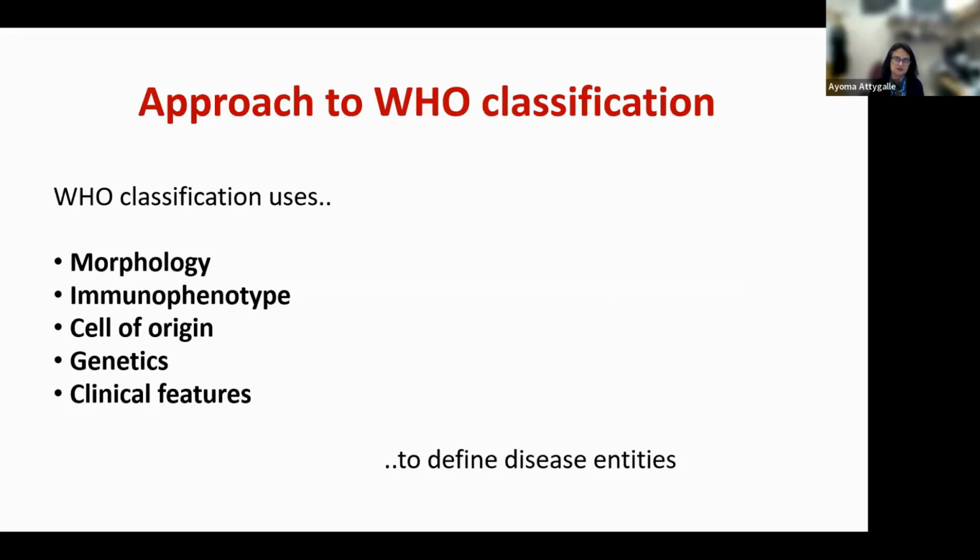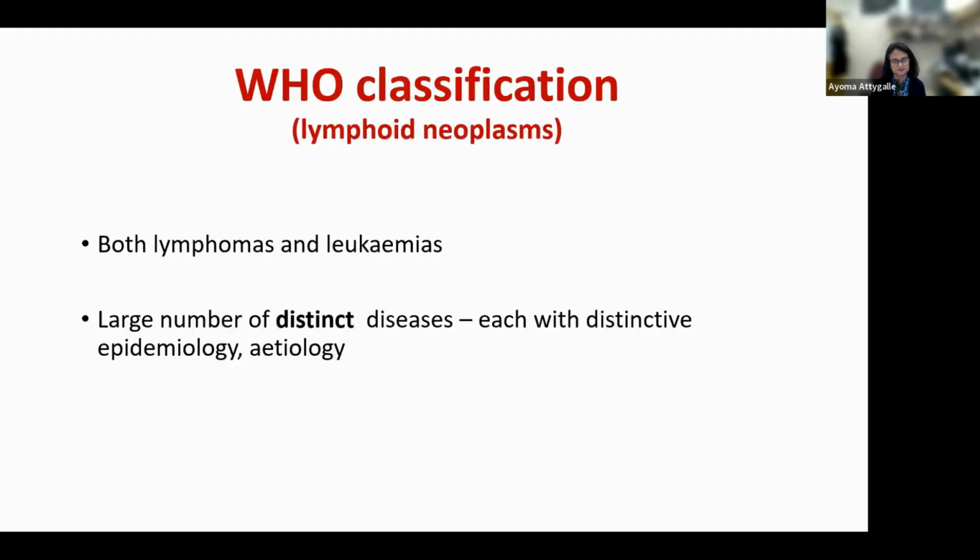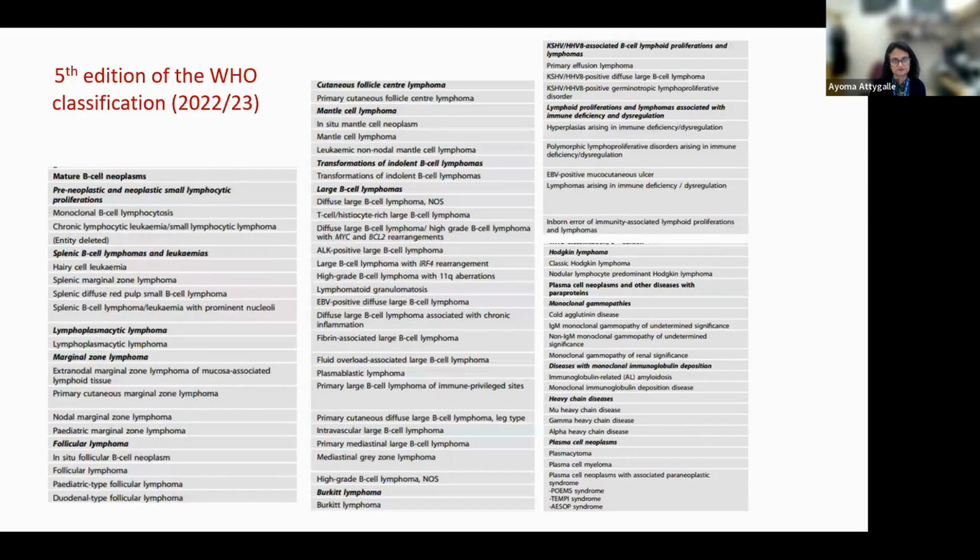For many years now, the approach has been an integrated approach, and this has been the approach of the WHO classification, which has been in existence from 2000, and it relies on integrating morphology, immunophenotype, cell of origin, genetics, and clinical features in order to define disease entities. It includes both lymphomas and leukemias, and it consists of a large number of distinct diseases, each with distinctive epidemiology and etiology. So this is the 5th edition of the WHO classification, which started out in 2022 to 2023, but we hope to have a blue book in the next few months.